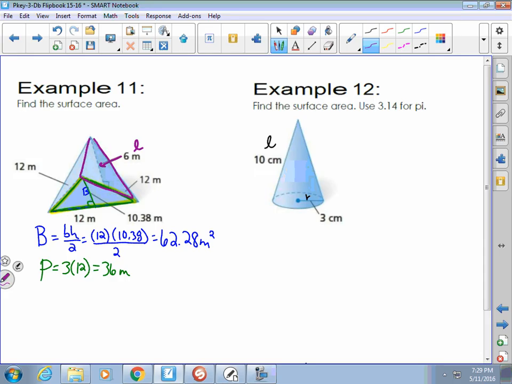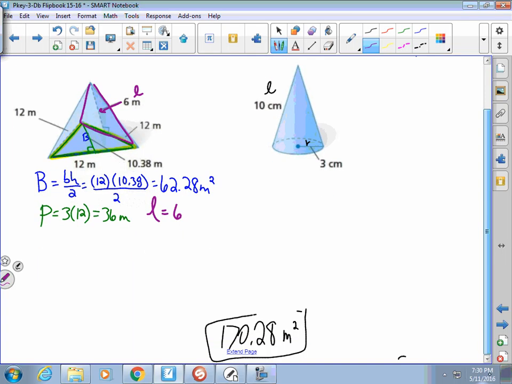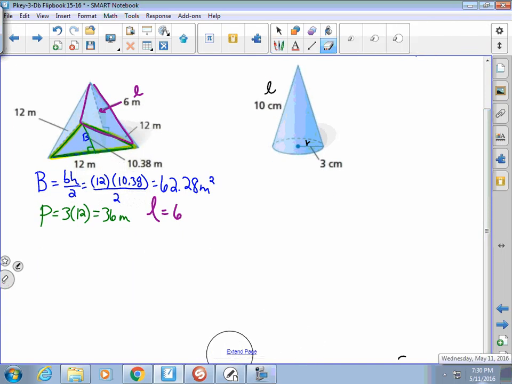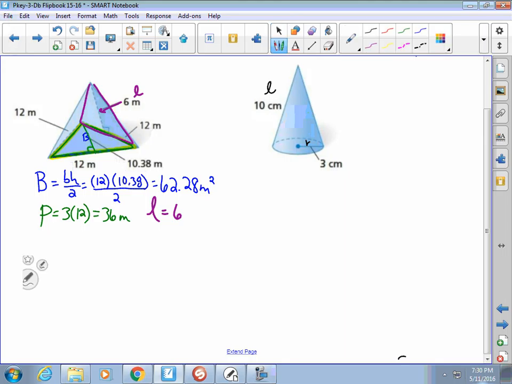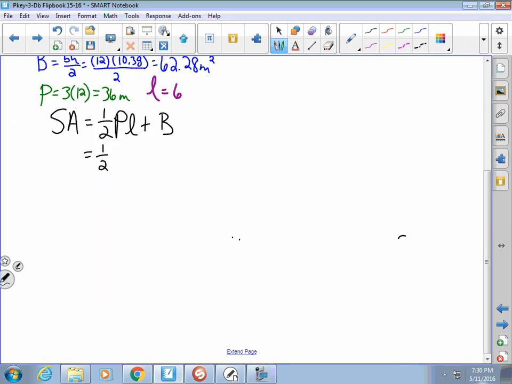So the slant height, our L, is going to be 6. And now we can go into plugging it into the formula. When we do that, surface area is 1/2 PL plus B. Plug in our parts. We have 1/2, our perimeter is 36, times 6, plus our base, which is 62.28.